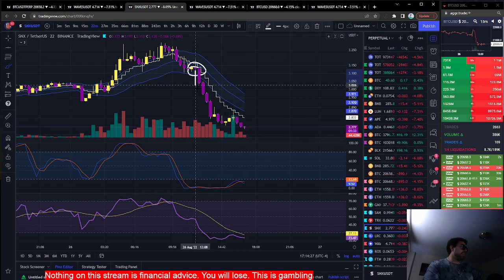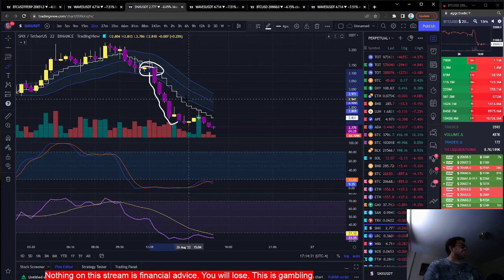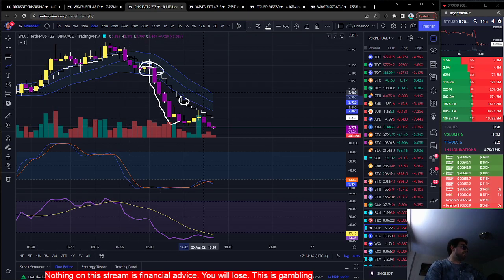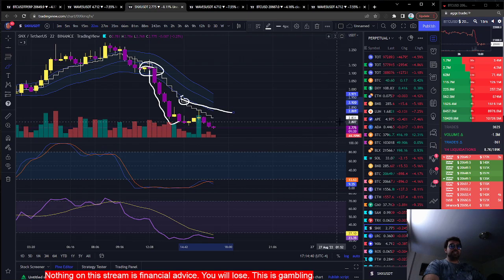But what did we see here? This is a very bearish movement, and this is when you know it's very bearish. When you start to see the 9 EMA, I don't care what time frame, the higher the time frame the more important, go below the bottom of the Keltner channel, that is hella bearish.